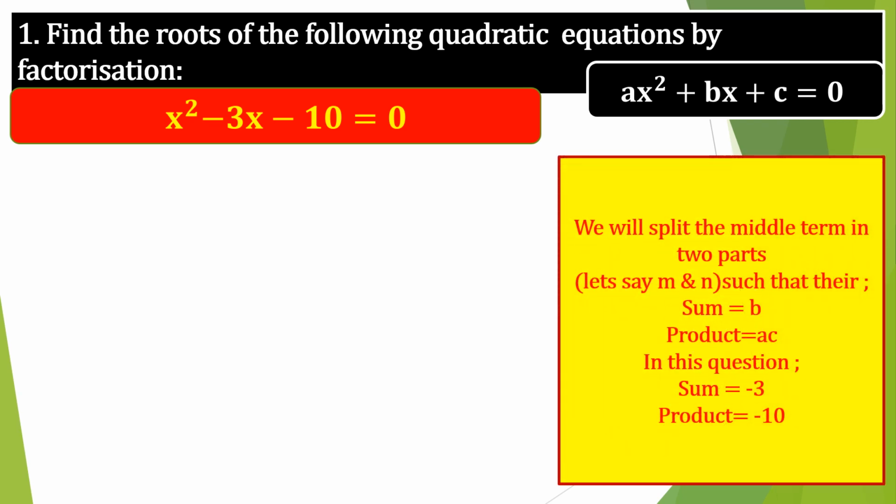So what will be the procedure? What procedure will we follow? We'll split the middle term into two parts such that their sum should be equal to b, the coefficient of x, and their product should be equal to ac, the product of a and c, coefficient of x square and constant term, right? In this particular question, the sum should be minus 3 and the product should be minus 10.